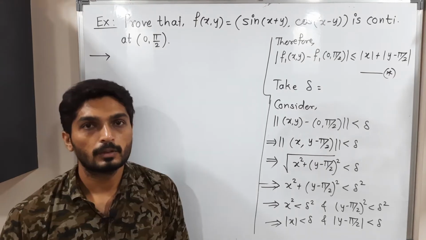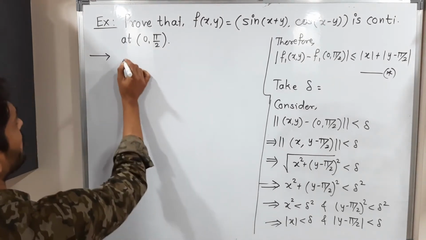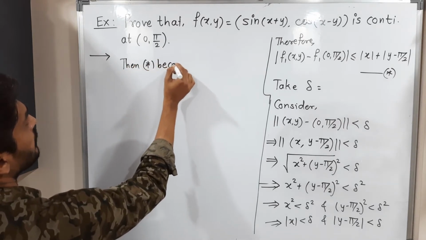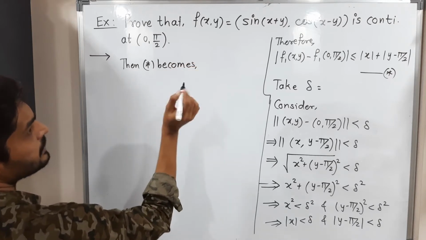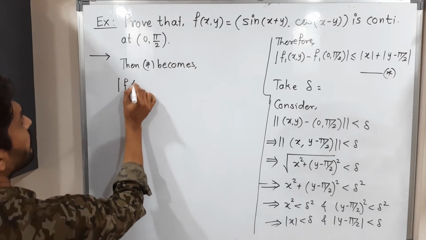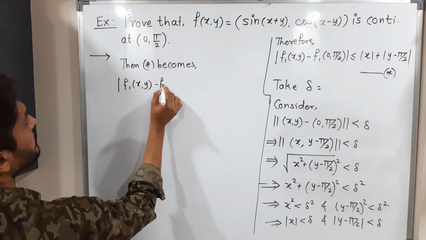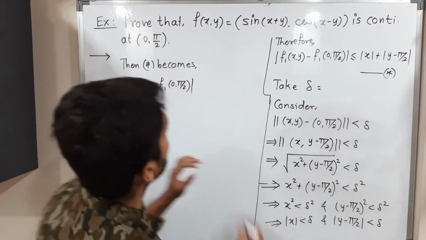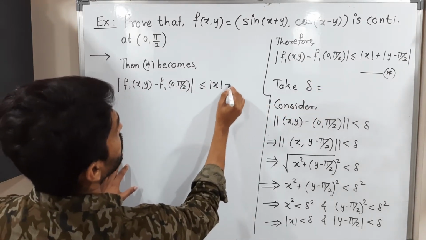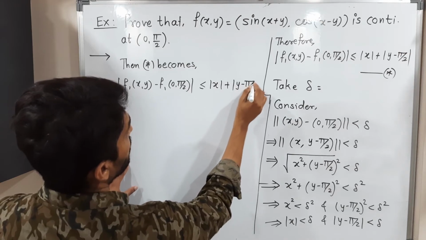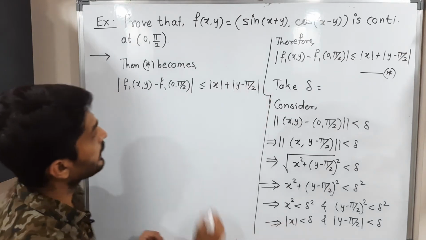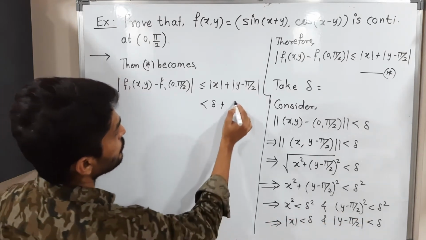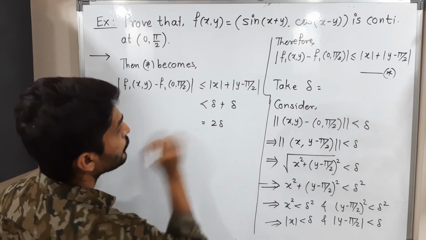Okay, then star becomes, what can I write? Star becomes mod f1 of xy minus f1 of (0, pi by 2), what we had got there, less than or equal to mod x plus mod y minus pi by 2. And just now we have got that mod x is less than delta, so this is less than delta. The second mod is also less than delta, so this is also less than delta. Delta plus delta, 2 delta.